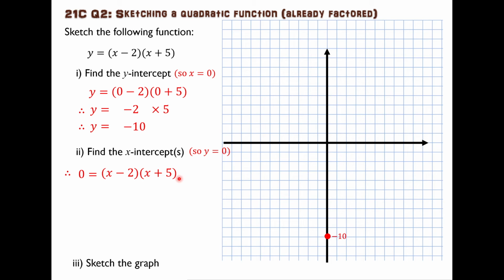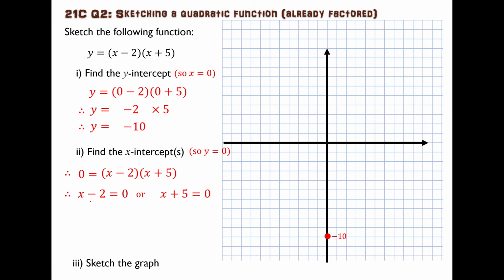Now, let's see what happens. Can we solve this? Can we figure out the value or values of x that make this true? Yes, of course we can. We've got two things multiplied together. This thing times this thing equals 0. So by our good friend, the null factor law, we know either x minus 2 equals 0 or x plus 5 equals 0. Cool. So one of these two things has to be true if y is 0. We can solve this equation.